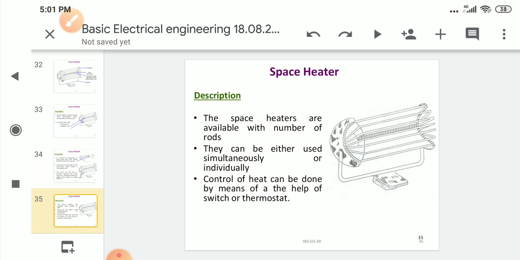The radiated heat is generally about 60% while the converted heat is only 40%. Hence, by providing a well polished and brightly reflective surface on the back of this element, nearly 80% radiant heat can be obtained. Let's see its working.